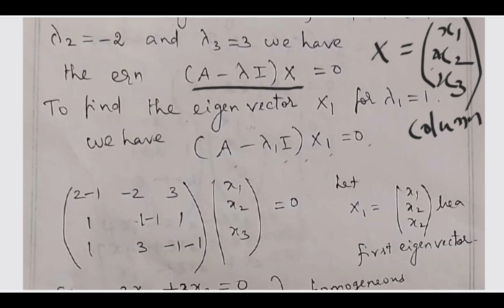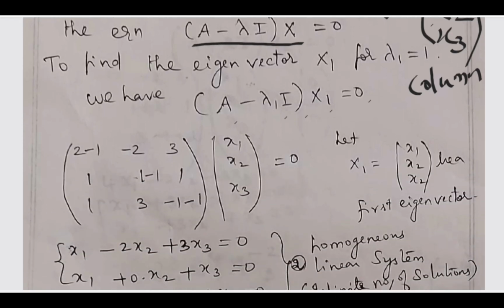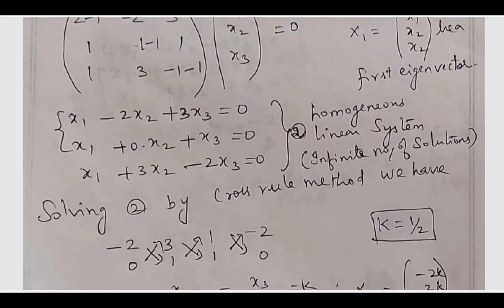So now based on that, I have written for the first eigenvalue lambda 1 equal to 1. I subtracted that 1 along the leading diagonal. Then the remaining elements are kept as they are, into x1, x2, x3 equal to 0. So now we are going to find your first eigenvector. By expanding this, you will get a system of linear equations, and it is a homogeneous system, that is, the right side is 0.